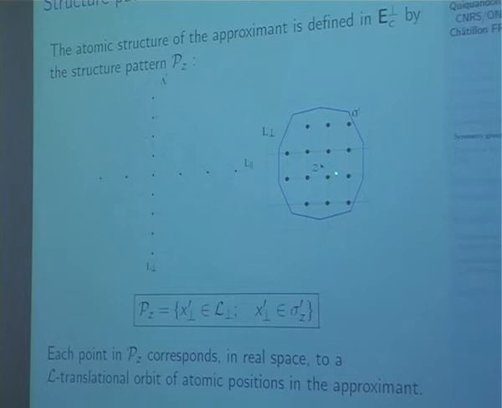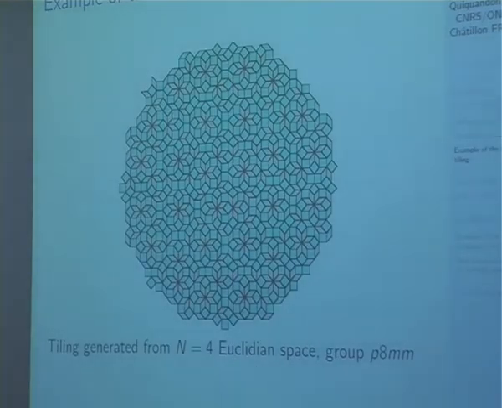I will just displace sigma prime by z. So sigma prime z means sigma prime displaced in perp space anywhere. And all of these points generate a L translation orbit, so a full orbit of points in the real structure. If you list these points, it's exactly like listing the Wyckoff position with respect to translation only. So I take the example of the octagonal tiling.